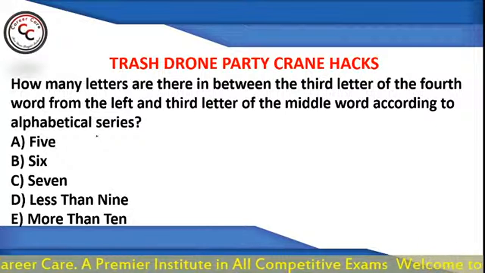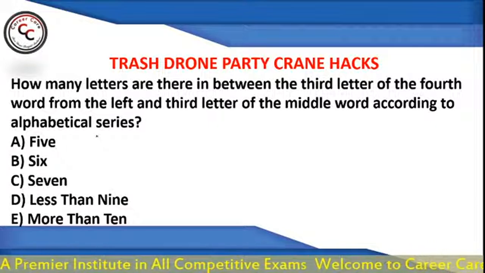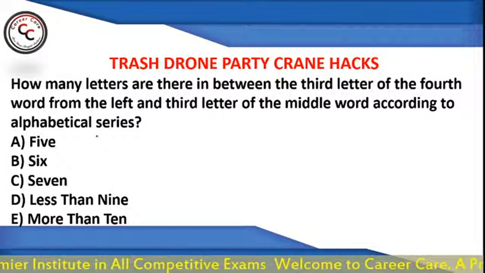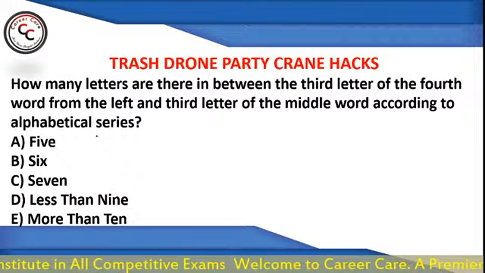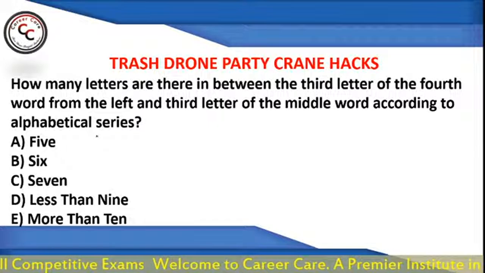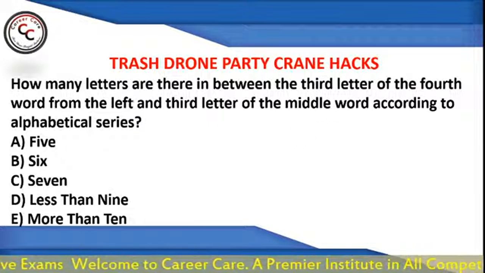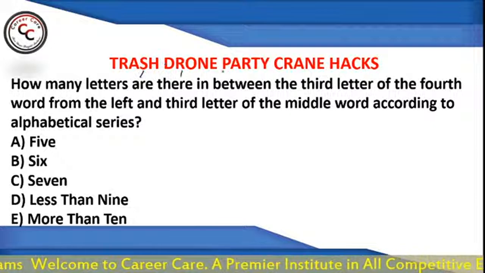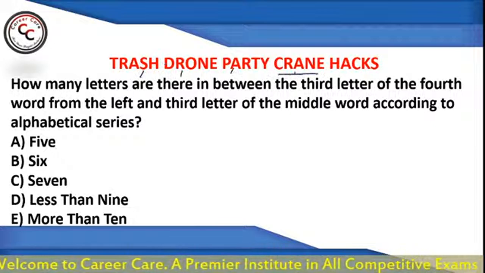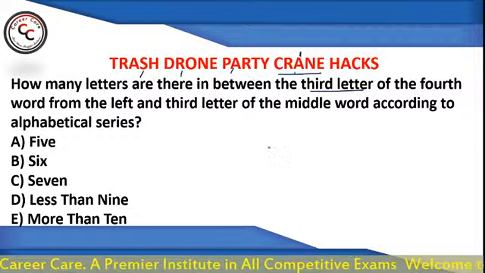So how many letters are there in between the third letter of the fourth word from left and the third letter of the middle word from left according to alphabetical order? Okay, let's see. So 1, 2, 3, 4. Fourth word from left is crane. In crane, third letter is A.